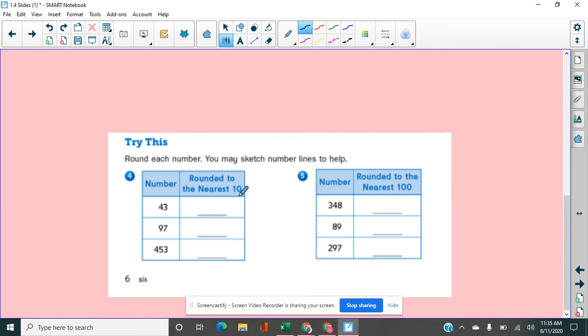This one you're rounding to the tens place, right? 10, 20, 30, 40, 50, those numbers. This one you're rounding to the nearest hundreds place, right? 100, 200, 300, 400, and so on.